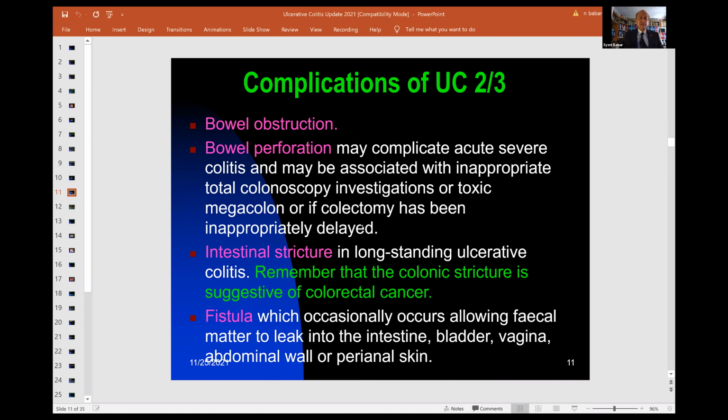Intermittent relapse and remissions can leave behind chronic inflammatory features in the long term, producing intestinal strictures. But remembering that intestinal strictures seen on colonoscopy lead one to first exclude cancer of the colon. From time to time, the contiguous or adjacent organs in contact with the acutely inflamed colon will lead to erosion of barriers, and therefore there would be fistula. And this could be to small intestine, bladder, vagina, or abdominal wall or perianal skin.